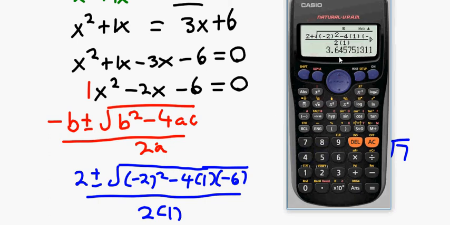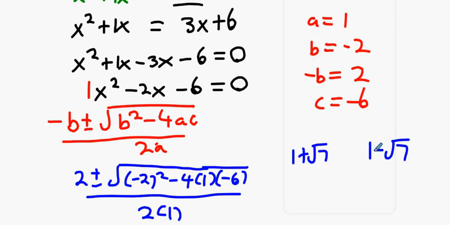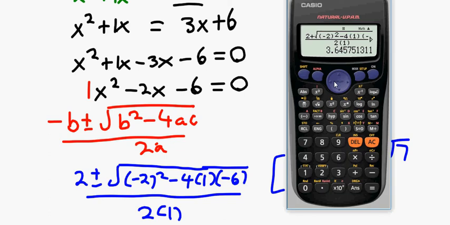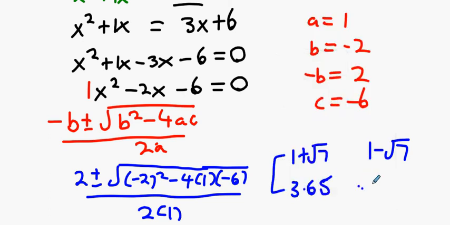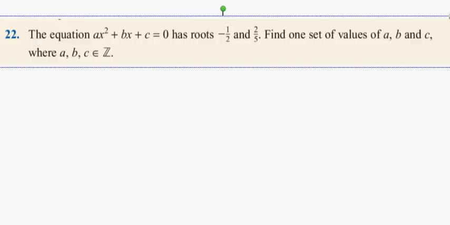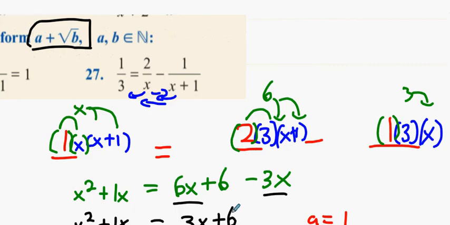Press the change button. You can get 3.65 if you want. Write down both answers to be safe. Go back up, change it to a minus. And you get 1 minus root 7, which is minus 1.65. Okay. I think that's everything I aim to achieve today.